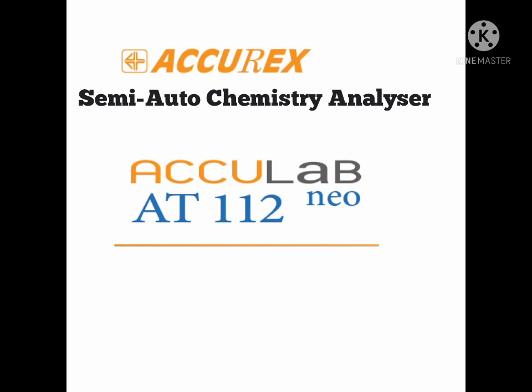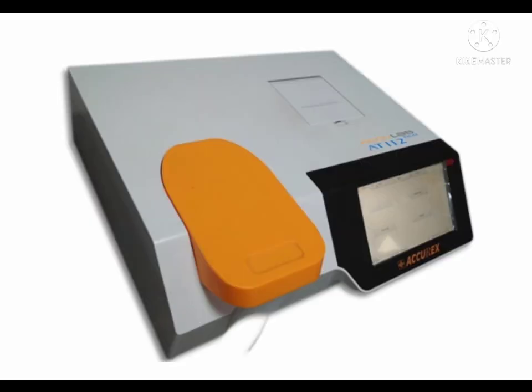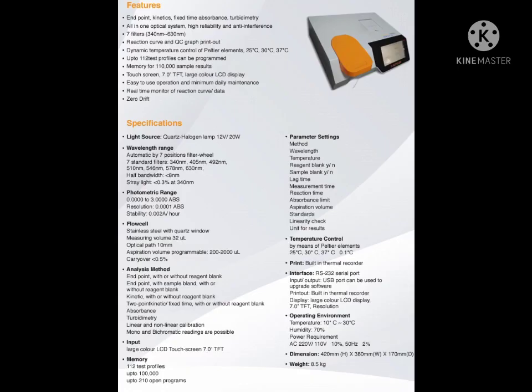Aculab Neo AT112. It's a semi-automatic clinical chemistry analyzer marketed by ACCUREX in India. Technical specification of this analyzer: light source of this analyzer is halogen lamp. Wavelength, it maintains 7 standard filters. Photometric range starts from 0 to 3.0 absorbance. Flow cell measuring volume. Flow cell volume is 32 microliter.